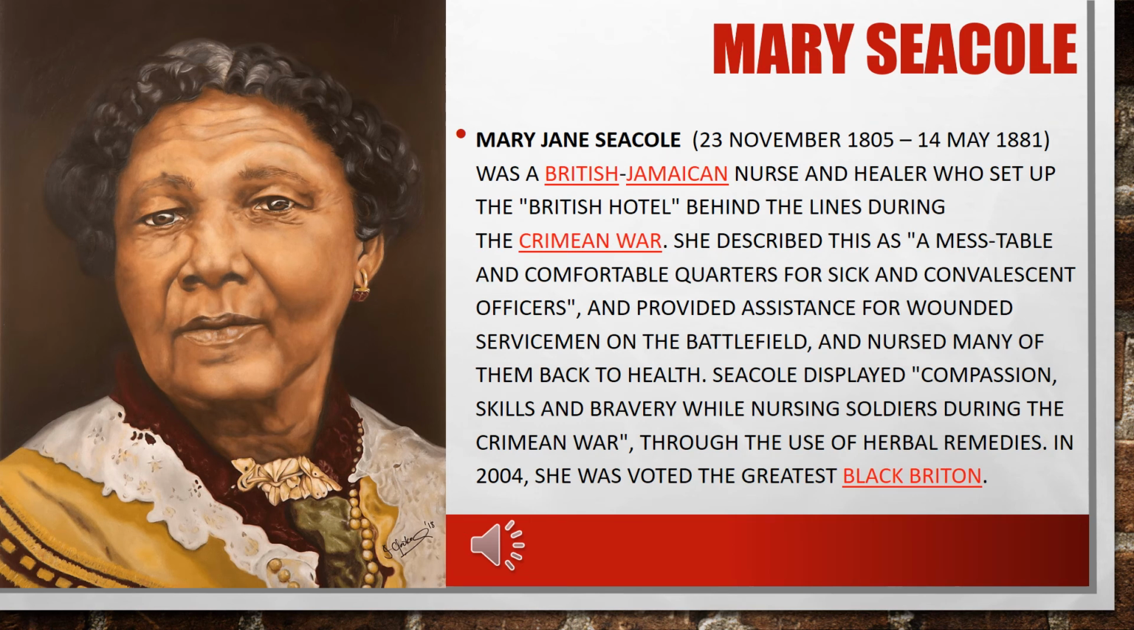A figure that you're unlikely to have heard of is Mary Seacole. So Mary Seacole, another prominent black figure in history that probably none of you have heard of. She was a British Jamaican nurse, and actually, just like Florence Nightingale, she was a healer and a nurse in the Crimean War, and she set up what was known as the British Hotel behind the enemy lines. And she described this as a place where people could go if they were sick or wounded or just in need of comfort. And she provided assistance for wounded servicemen on the battlefield.